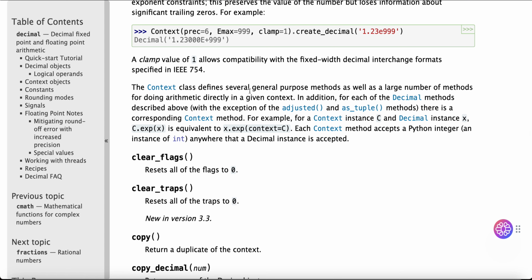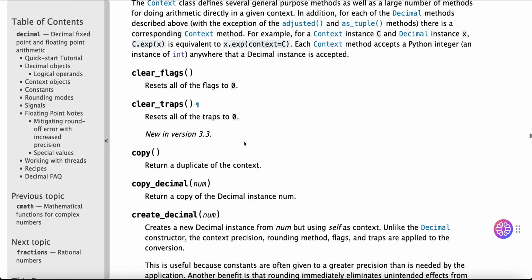The Context class defines several general purpose methods as well as a large number of methods for doing arithmetic directly in a given context. In addition, for each of the Decimal methods described above, with the exception of the adjusted and as_tuple methods, there is a corresponding Context method. For example, for a Context instance C and Decimal instance x, C.exp(x) is equivalent to x.exp(context=C). Each Context method accepts a Python integer, an instance of int, anywhere that a Decimal instance is accepted.